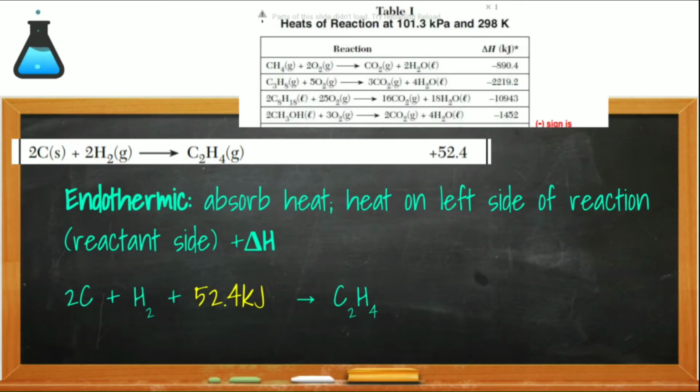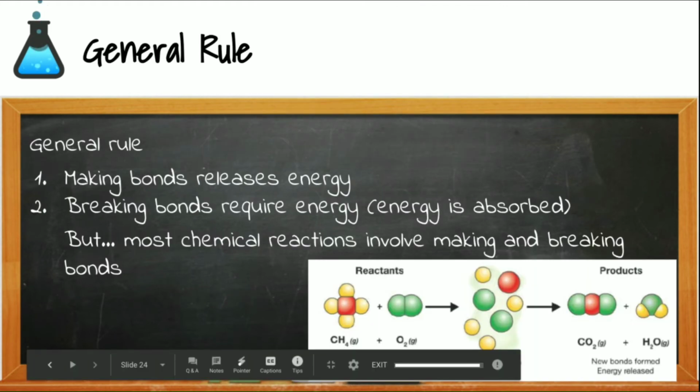Reference table I gives us the delta H, or change in heat, for many reactions. And so when we look for the synthesis of this compound, C2H4, also known as ethene, we can see that reference table I tells us the delta H is positive 52.4 kilojoules. So if we needed to write the heat into this reaction, it should come before the arrow, as you can see here. This idea should remind you of a very general rule in chemistry.